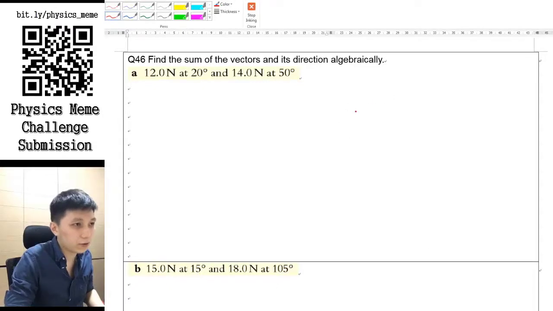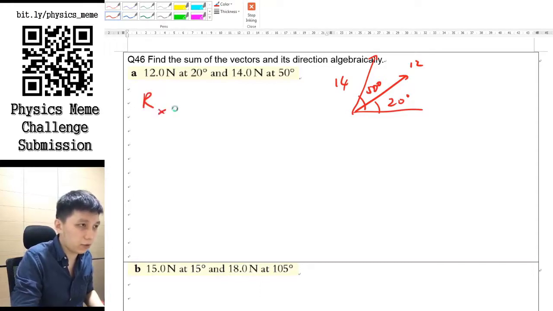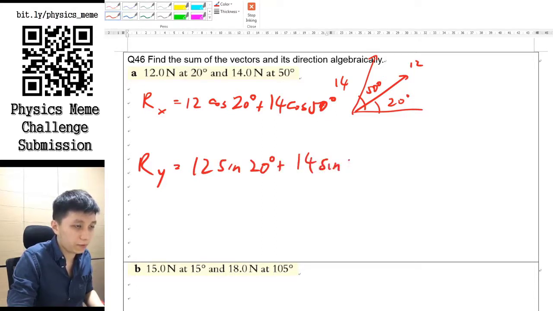Question 46. Let's just try to draw a diagram. We have 12 Newton at 20 degrees, and also 14 at 50 degrees. I will call the resultant R. Horizontally we get Rx equals 12 cosine 20 plus 14 cosine 50. Similarly for y, it's the same, but we change it to sine for both of them.